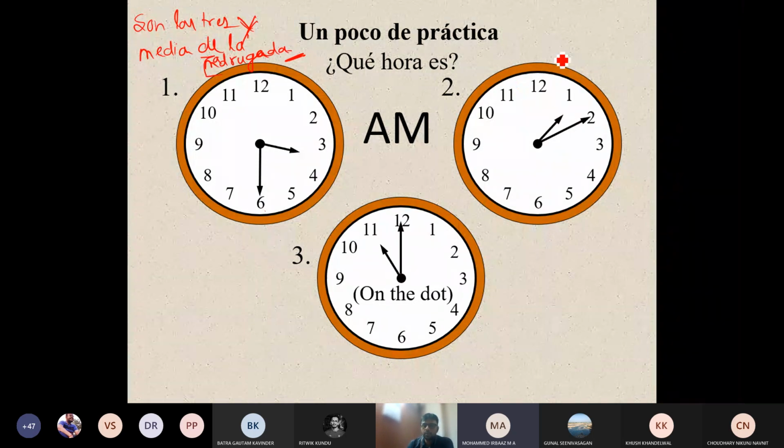Next one is 1:10 a.m. So the hour is 1, so you have to change it with es now. Es la una y 10. And again, late night, early morning, so de la madrugada.